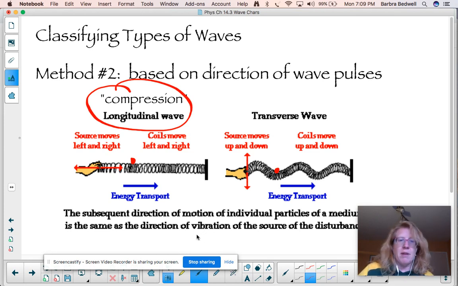Sound waves are the classic example of a longitudinal or a compression wave. Certain types of seismic waves are also compression or longitudinal waves, and that's a really important thing to know. Sound waves are compression waves.